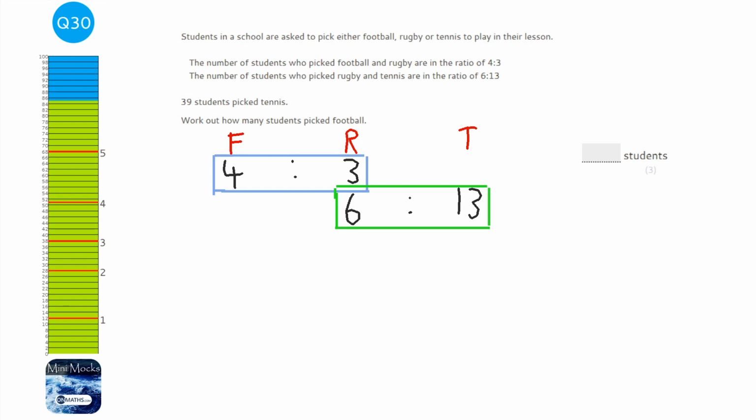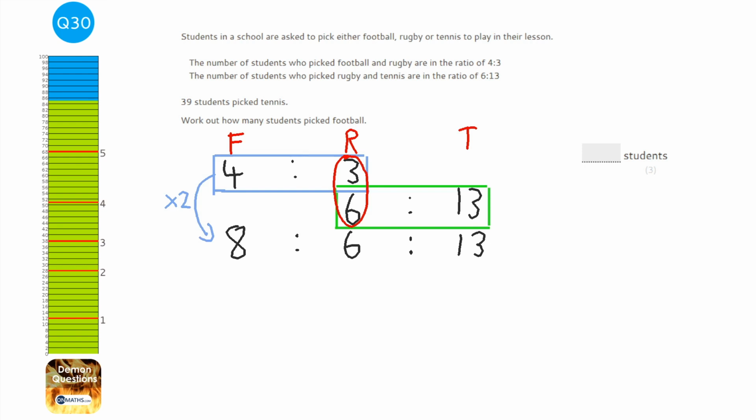So what if I times both of these by 2? If I times both of them by 2, I get 8 to 6, and that actually matches the other ratio. So what I can then do, because it's the same parts of rugby, I can then say that it's 13 parts tennis. Okay, so all I'm interested in here is matching these two up to make these both the same. So I times the one in blue by 2 and it made it exactly the same.